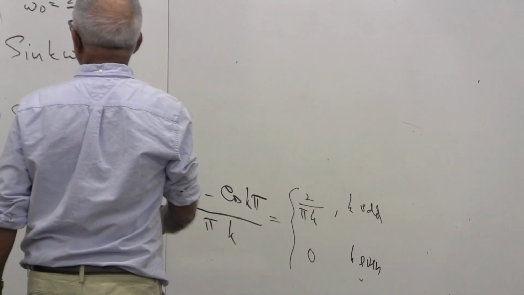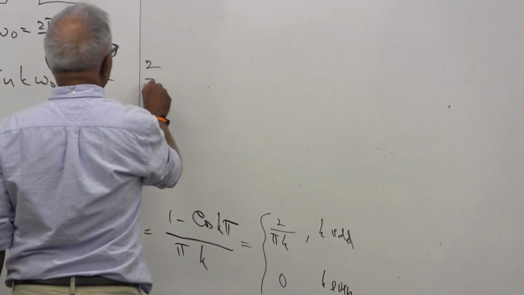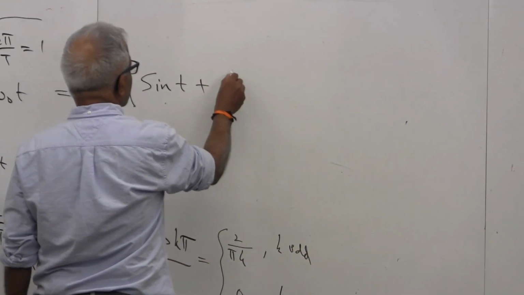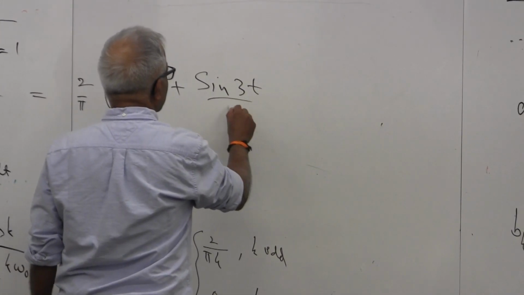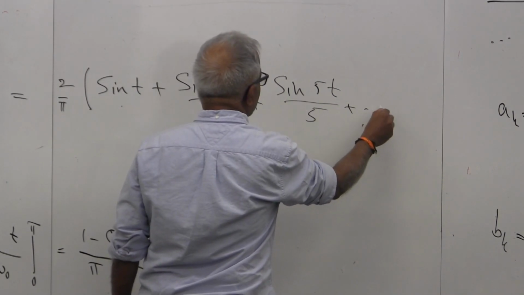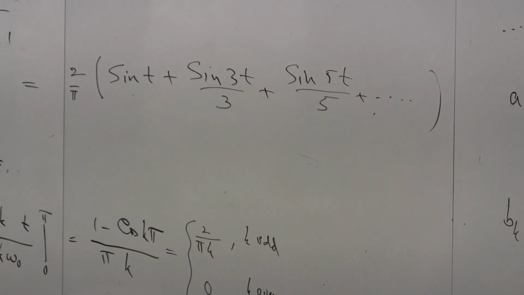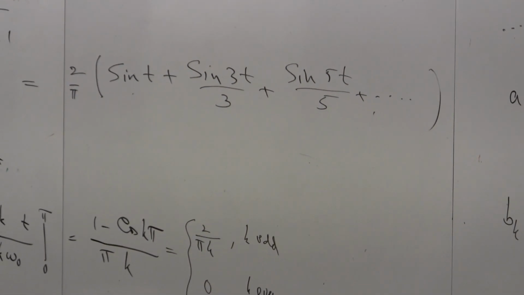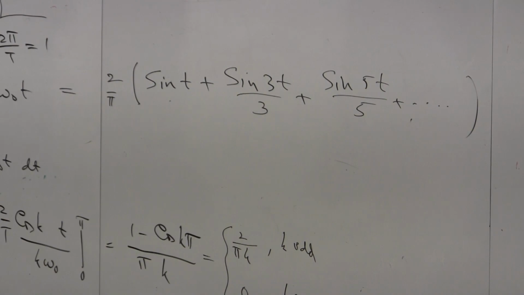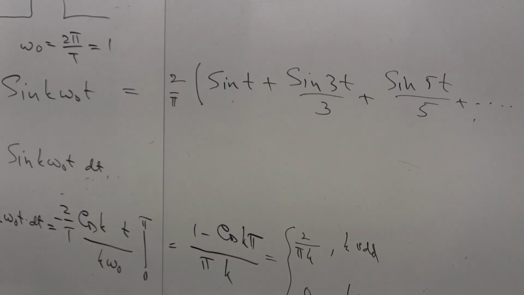So this problem will come out to be 2 over pi times sine t plus sine 3t by 3 plus sine 5t by 5. That's what I expect. That's the Fourier series expansion of this square wave. We did another, differently shifted square wave so that it had even symmetry, and we did that last time, so I'm not going to repeat it.